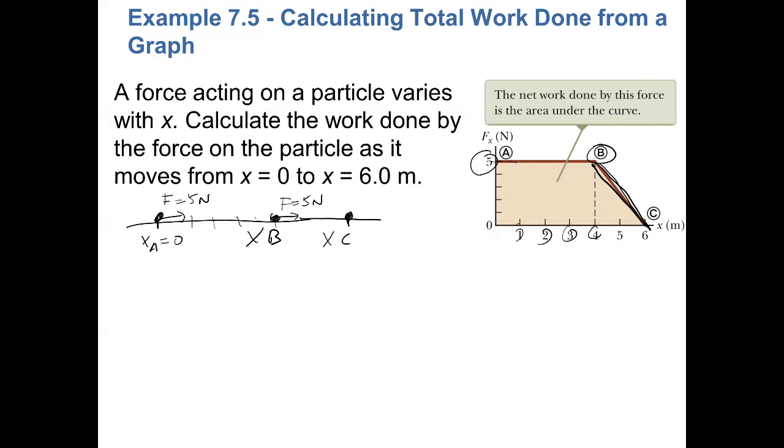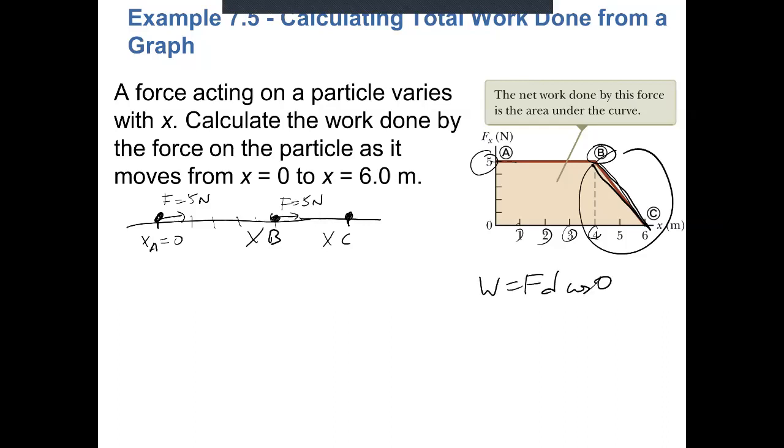Now, you can see this part is a variable force, and the equation work equals force times distance times cosine of theta can only be used if the force is constant.